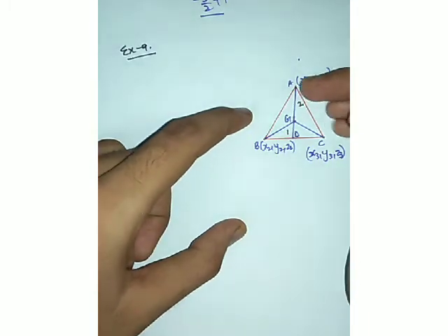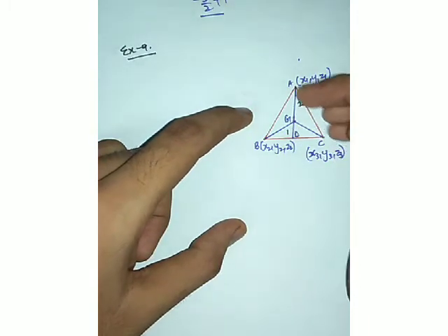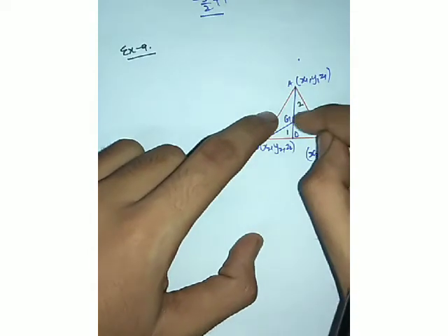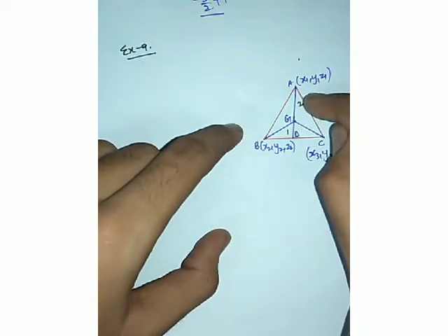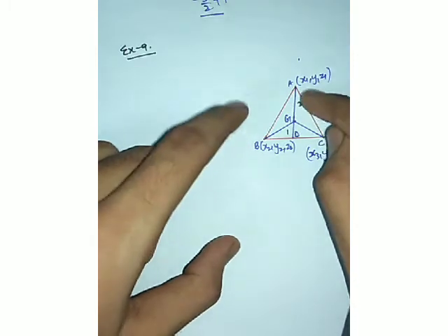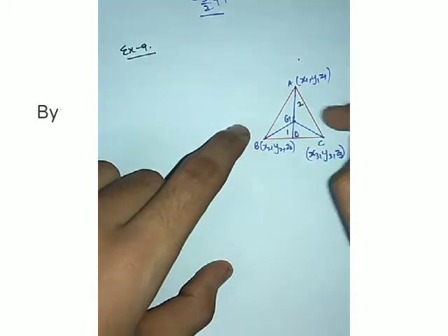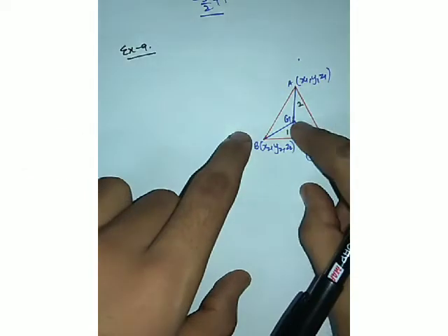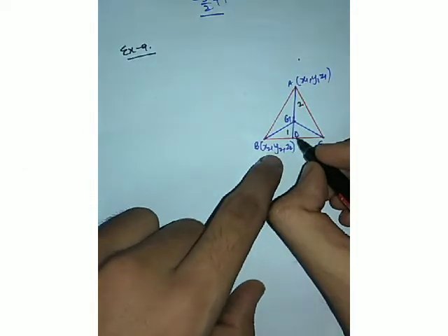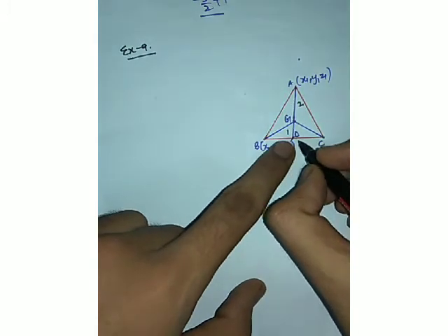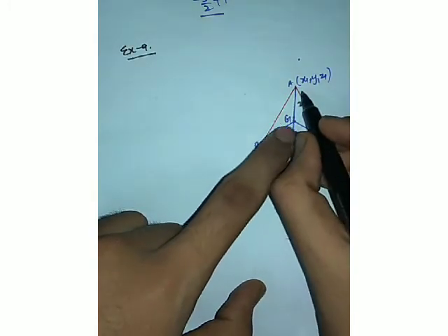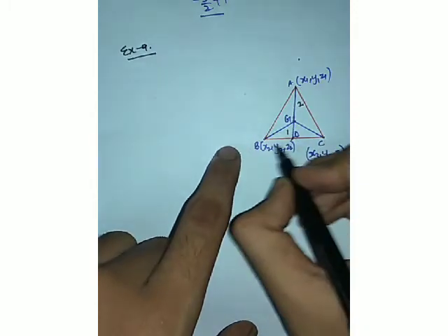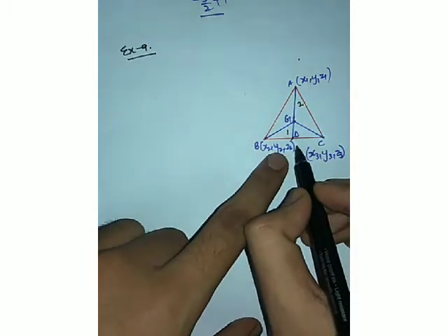So it means if there is a median AD, and of course the centroid G is lying on that median, then G is dividing AD in 2:1. So we will simply apply the section formula on G, because we have to find the coordinates of G. But for that we must know the coordinates of D as well. As I have told you, AD is the median, which means D is the midpoint of BC. So we can apply the midpoint formula on D.